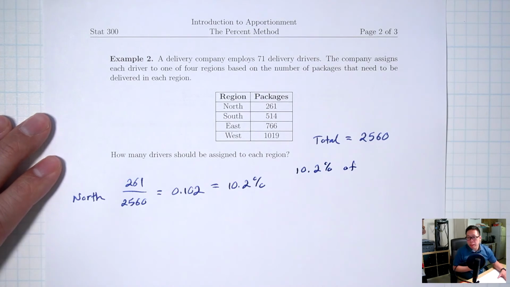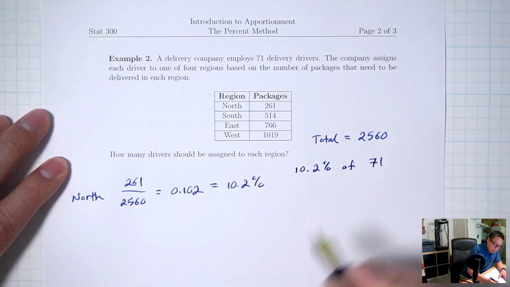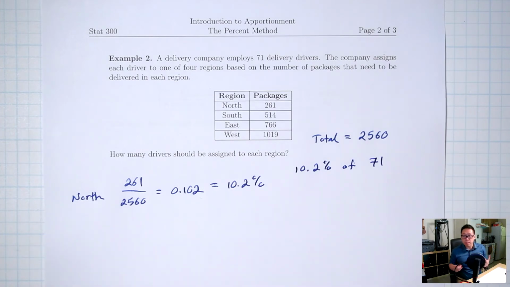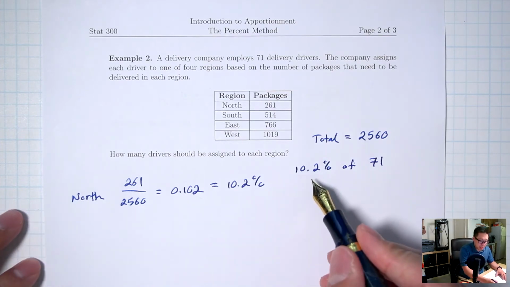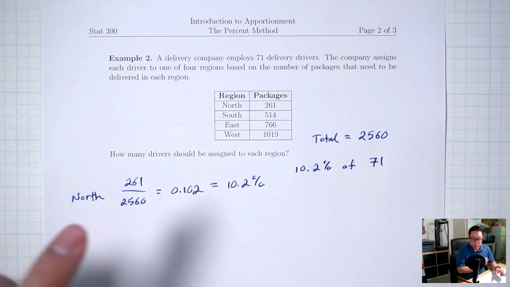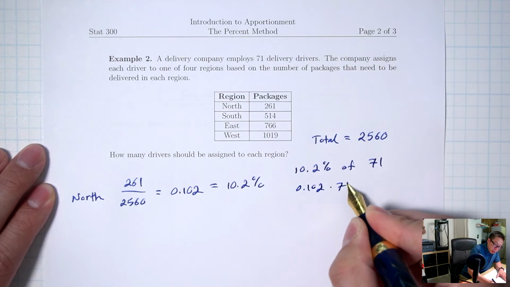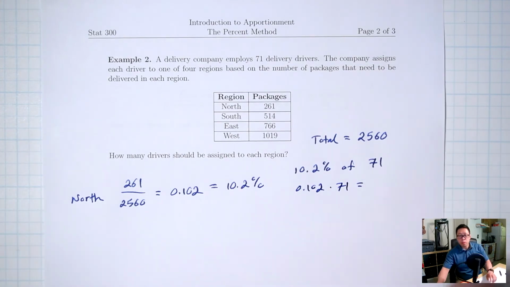How many drivers do we have? 71. 10.2% of 71. Anytime you do calculations with percents, you always have to convert it back to a decimal. So 10.2% as a decimal will just be that 0.102 that we got at the beginning times 71. 0.102 times 71. 7.242.